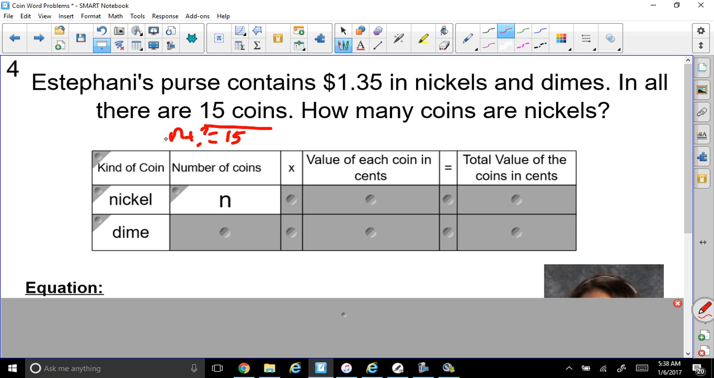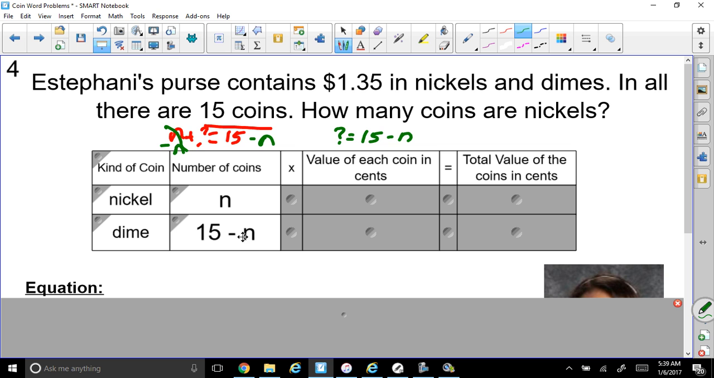Well, if I subtract N from both sides, the number of nickels, that'll give me what I'm looking for, the question mark. Question mark would equal 15 minus the number of nickels. So that way I would know how many dimes I would have. Once I found the number of nickels, I would just subtract it from 15. So I'm going to represent dimes as 15 minus N.